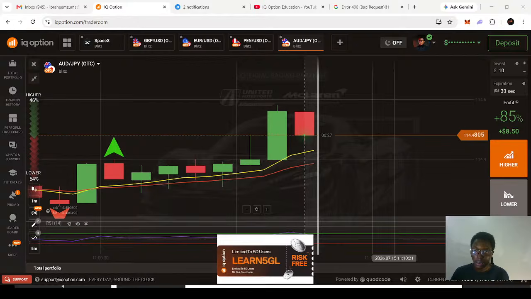I guess it's not lagging now, is it? Let's look at GBP USD. We have a crossing here, but we don't have... I don't know.